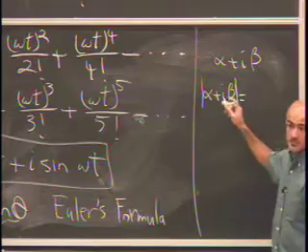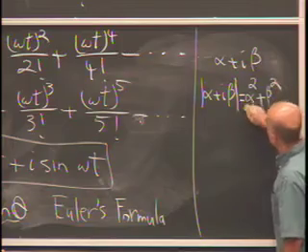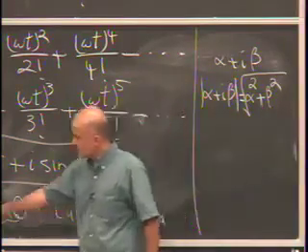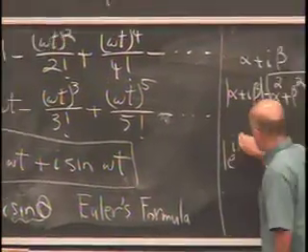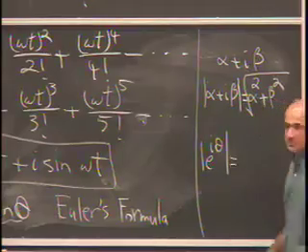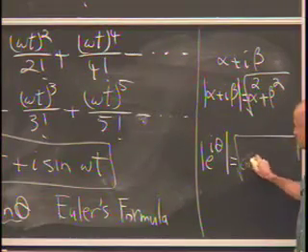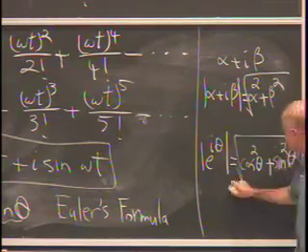It's what? Square alpha plus square root. Right? So what happens when you do that to this number? e to the i theta is equal to the square root of what? Cosine squared plus sine squared. And that's what? 1.